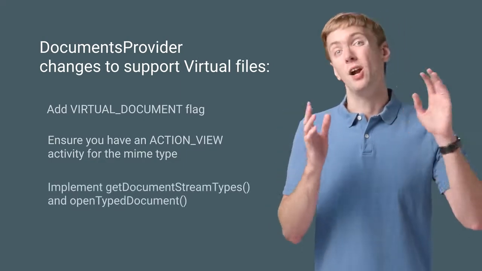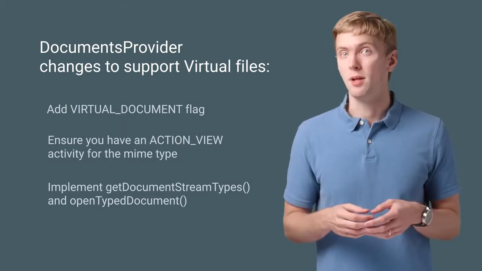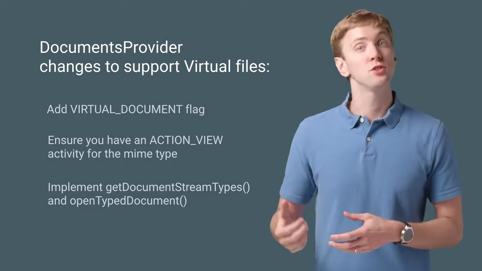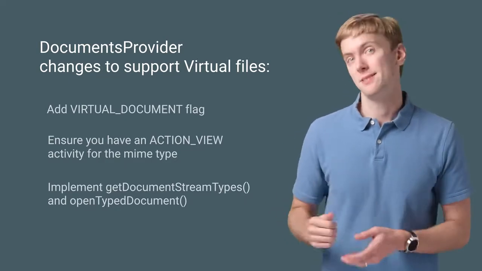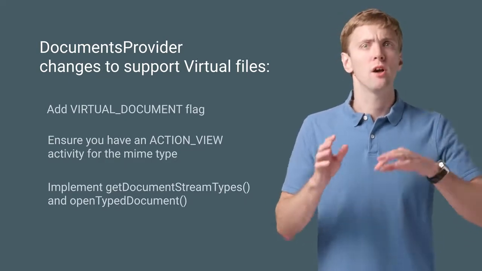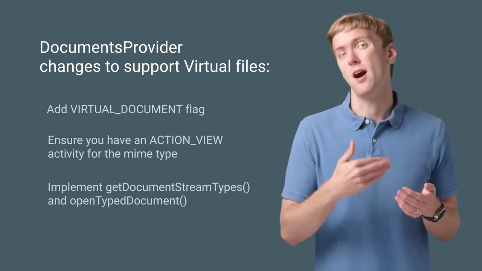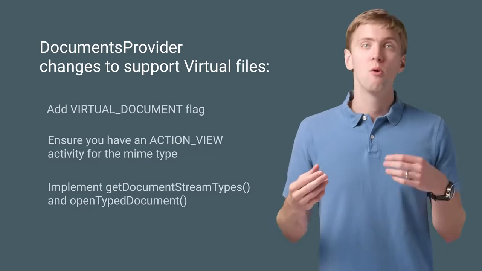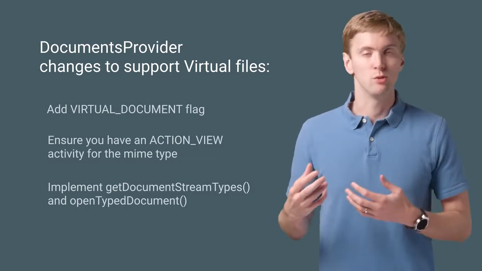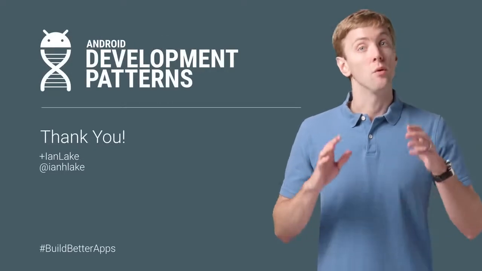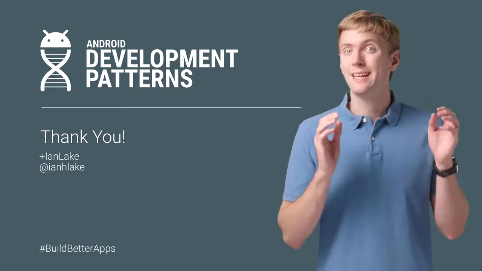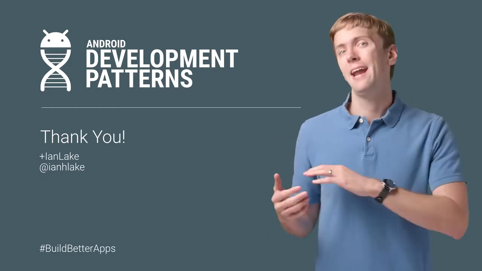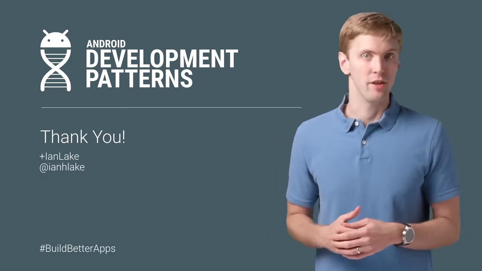Oh, and if you want to provide an alternate MIME type that is openable, which is strongly recommended, override getDocumentStreamTypes and OpenTypedDocument. Just make sure to call the super implementations for non-virtual files. This ensures that every client app can call it, whether explicitly checking whether it's a virtual file or not. So make sure that you're explicitly including Category Openable if you want to ensure openable files, and handling virtual files correctly in every other case.